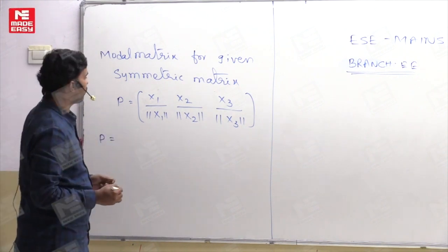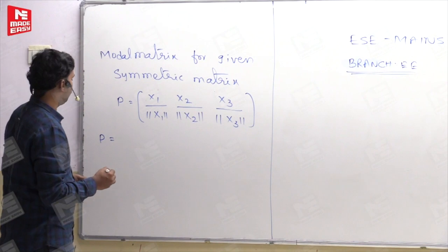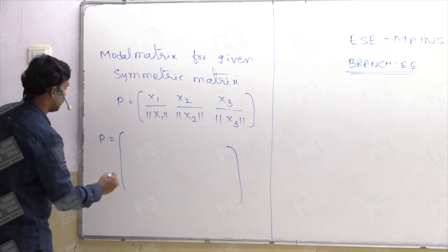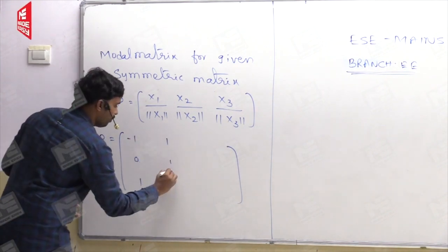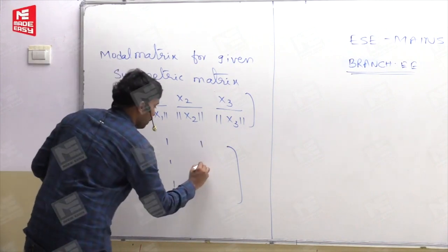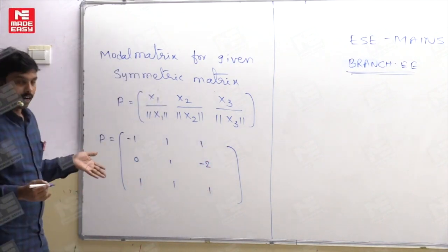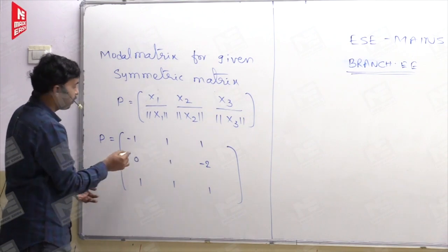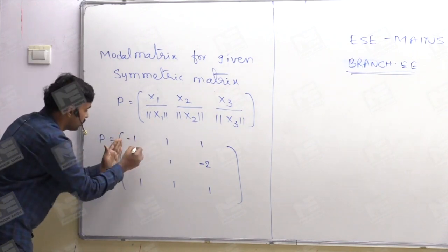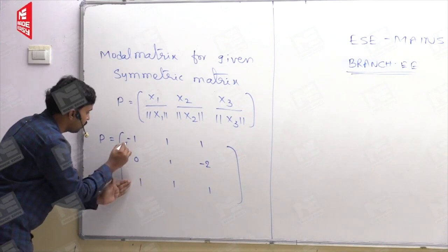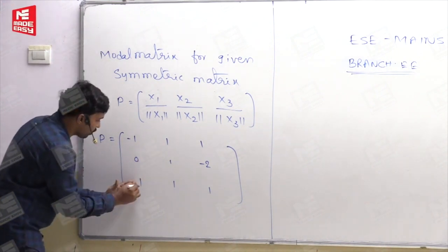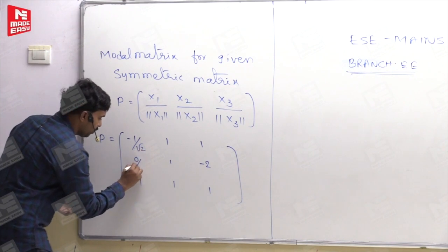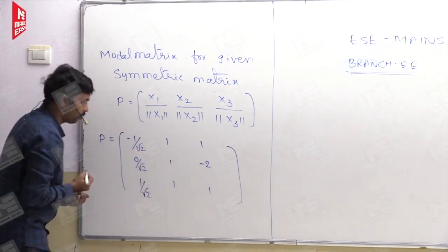Now, what is the norm of x1 here? I'll tell you like this. I'm going to place x1, x2, x3 in this matrix: minus 1, 0, 1 is x1, 1, 1, 1 is x2, and 1, minus 2, 1 is x3. Now I have to divide each column vector by its modulus. The modulus of the first vector is under root of minus 1 whole square plus 0 square plus 1 square, that is nothing but root 2. So it is divided by root 2 here.